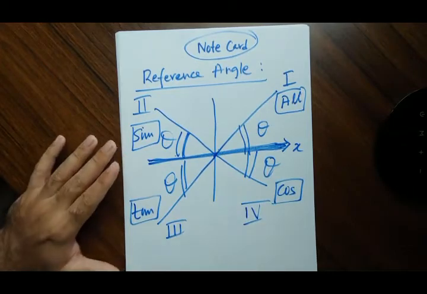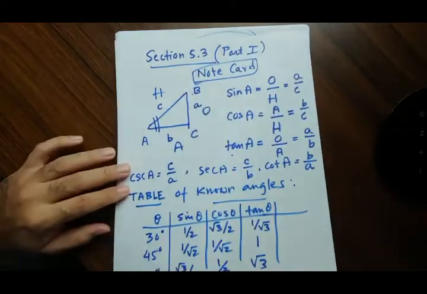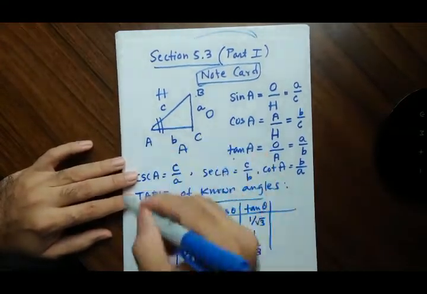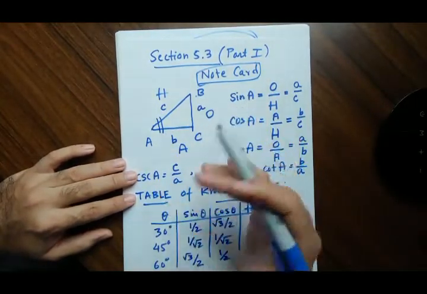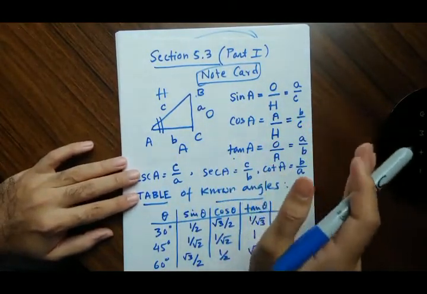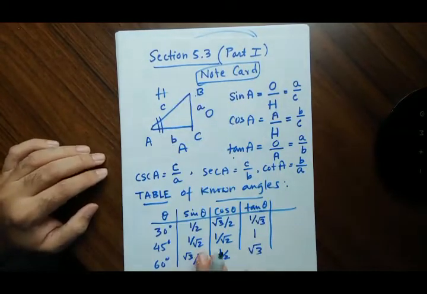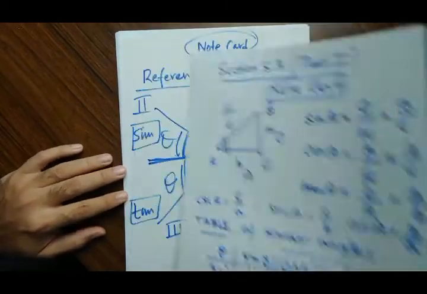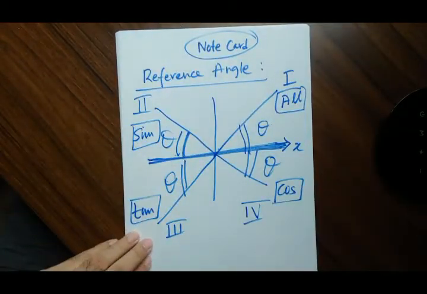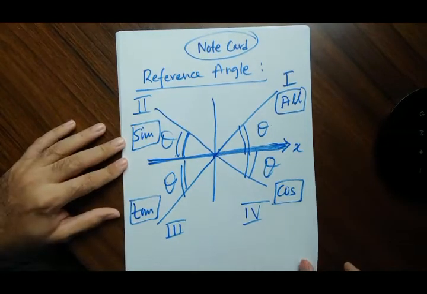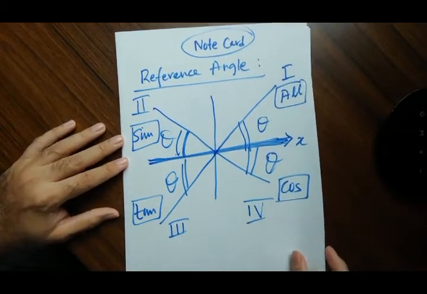So that's pretty much what you need for the note card for 5.3 part 1. And this is not the end of 5.3. I'm going to discuss more. We need more formulas, but for the quiz, this is the note card part that you need. All right, so now we're going to try some of the problems from the book.